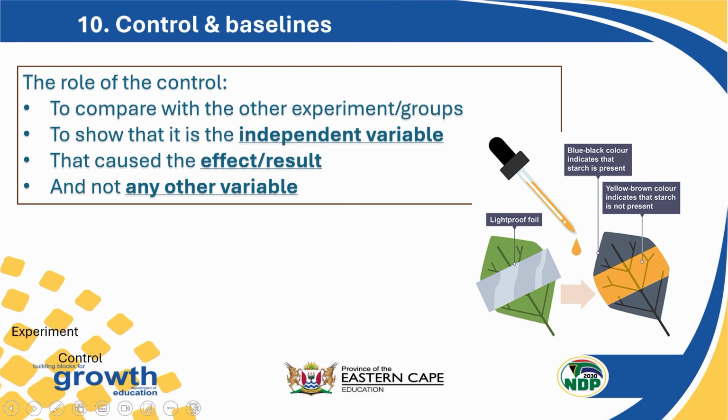So let's put that into words. You can learn this definition and use it when you are explaining what a control is used for. So why is a control needed? A control is to compare with the other experiments or groups to show that it is the independent variable that caused the effect or the result and not any other variable.